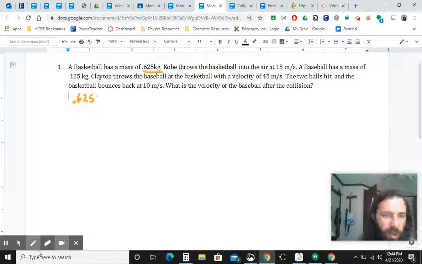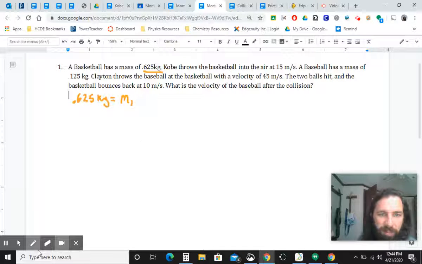0.625 kilograms. I always recommend going through and figuring out what is the actual information in the question, and then how do we use it. And just take it step by step, like I said. So that's a mass. We're going to say basketball. That's the first thing we're talking about.